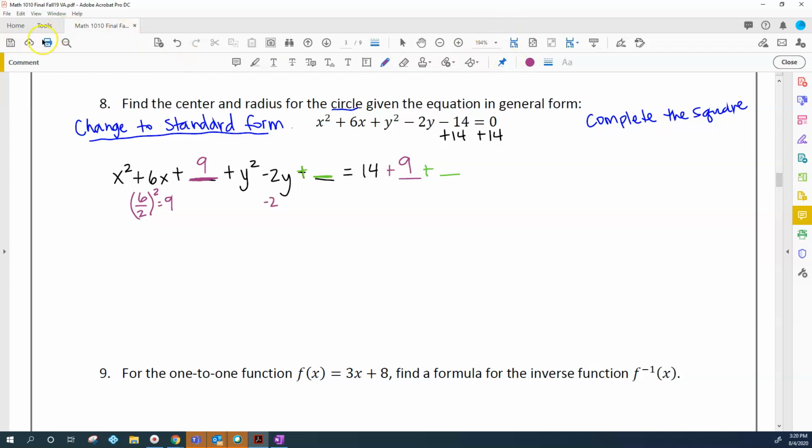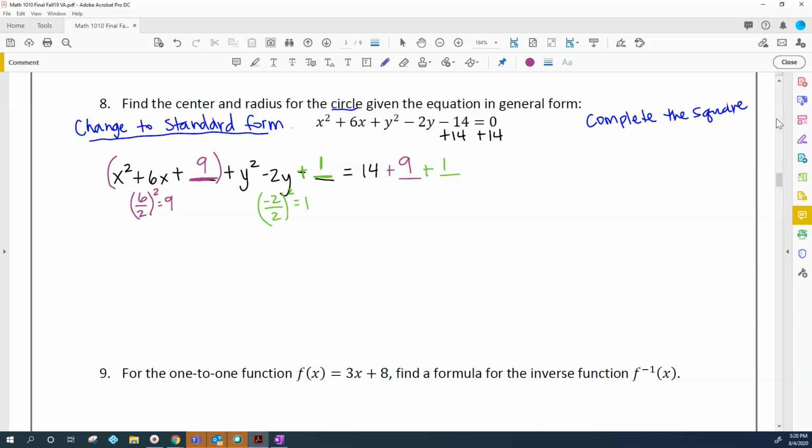Let me put that in a different color. I'm taking negative 2, dividing it by 2, and then squaring it. So negative 1 all squared is positive 1. I'm going to put 1 in both of those blanks. And then how do I write this first part out? How do I write that in the factored form?